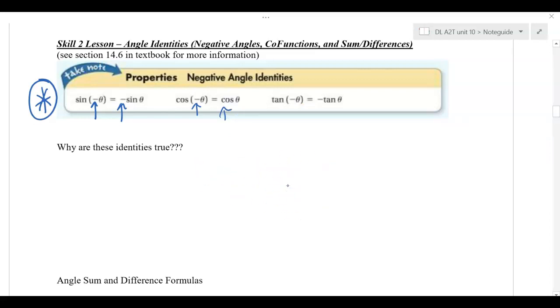And then tangent, because it's sine divided by the cosine, you see that it ends up following the same rules as the sine. So that just means when you see a negative angle inside there, depending on the function, if it's sine or tangent, you can rewrite it with a positive angle but a negative in front. If it's cosine, the negative angle doesn't even affect it, and you can just rewrite it with a positive angle.